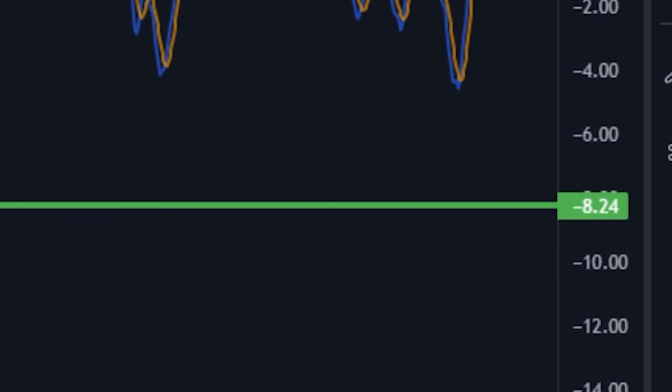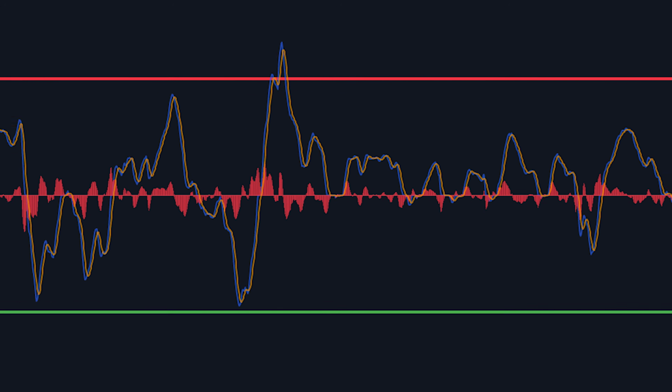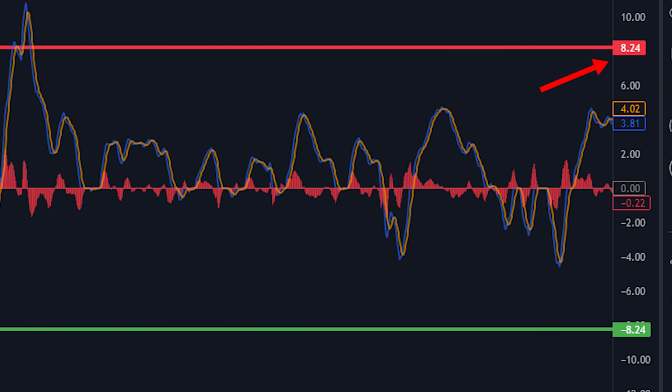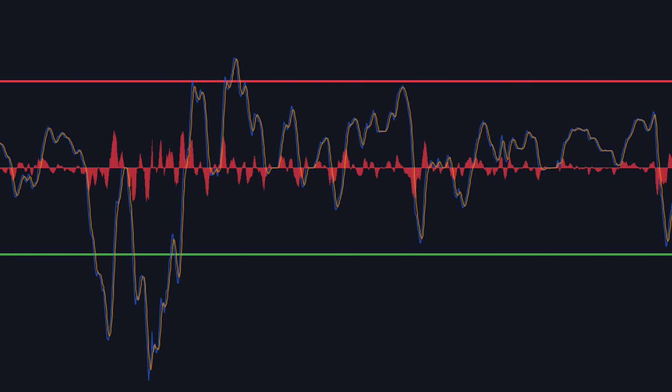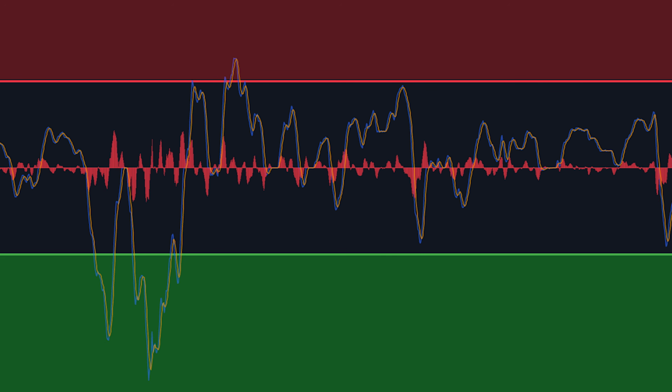For this specific example, my line is at the -8.24 level. So that's the oversold line. For the overbought line, you're going to use the exact same number, just make it the positive version of the first number. So the strategy is simple. We only want to enter trades once the indicator gives us a buy or sell signal that is outside our overbought and oversold zones. Here's an example.